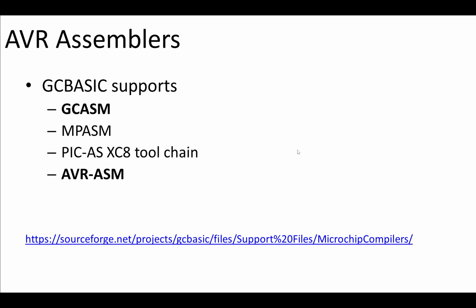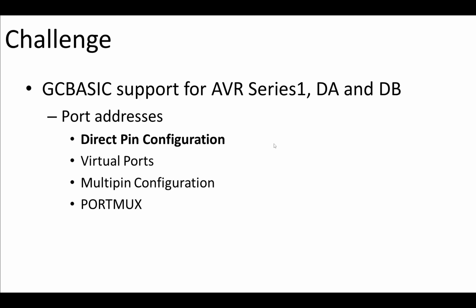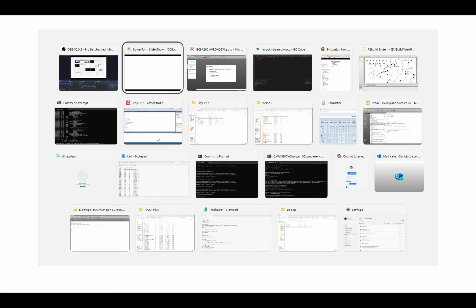What we're going to be doing is compiling some code. I'm going to use GCASM and then AVR ASM just to show you how things work. This is the first phase of development. So why am I doing this? Because there are changes to the direct pin configuration. It's very different. So we're going to have a look at that to start with to see what that means.